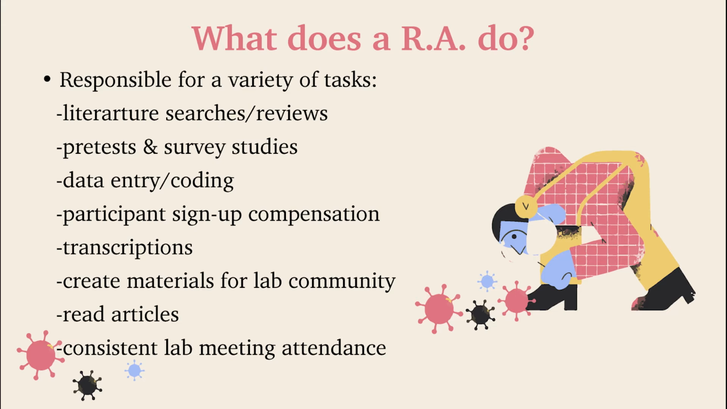What does an RA do? First, it is important for you to understand the expectations and responsibilities that come along with being an RA. Research assistants perform a variety of tasks in the lab. For example, research assistants conduct literature searches, run pre-tests and survey studies at MMC, help with data entry and coding, copy materials, handle participant sign-up and compensation, create materials for the lab community, create study materials, conduct literature reviews and searches, read articles for meeting discussion, and consistently attend the bi-weekly Power Lab meeting.